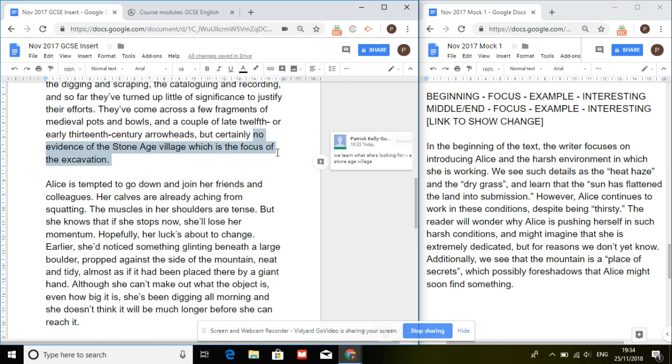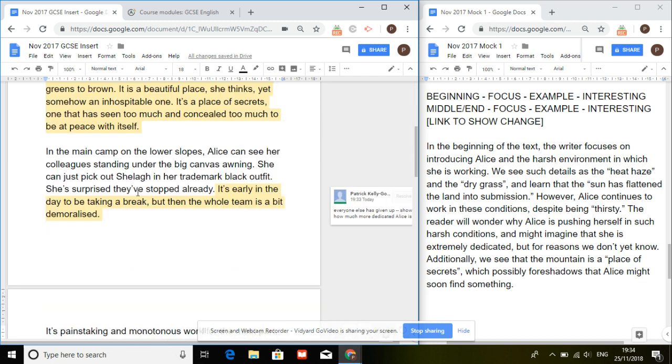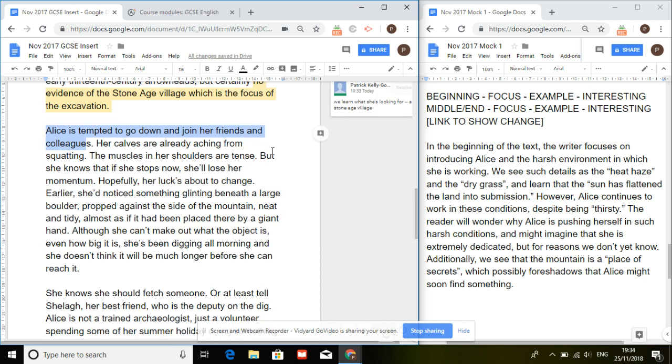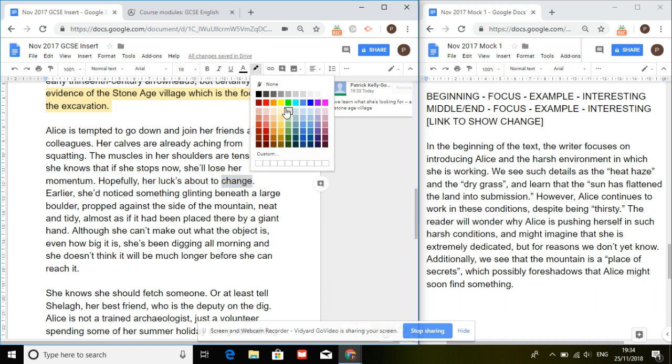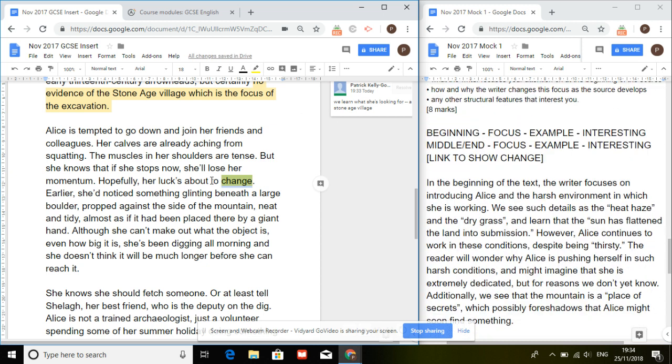But then, just here, I see something really interesting. Alice is considering going down and joining her friends and colleagues, who we remember are just down there taking a break. They're just resting. But then we see this. She knows if she stops now, she'll lose her momentum. Hopefully, her luck's about to change. Okay, this word change, super important for me because I am looking for changes in the focus, and this might be a bit of a change here too.